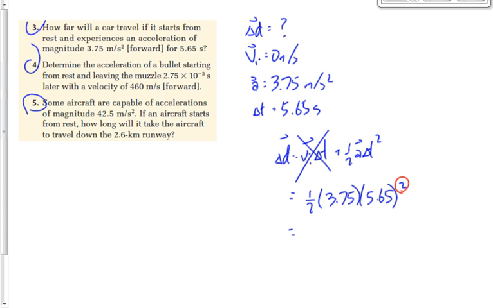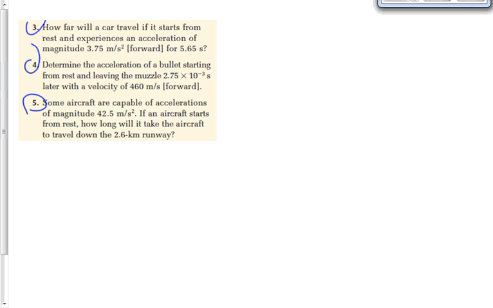Number 4. It says, determine the acceleration of a bullet starting from rest, leaving the muzzle at 2.75 times 10 to the negative 3 seconds later, with a velocity of 460 meters per second.